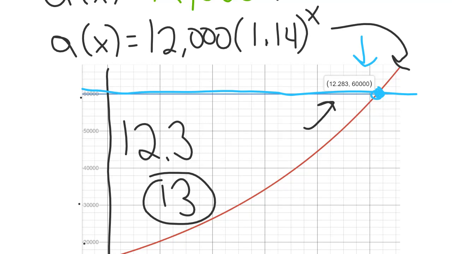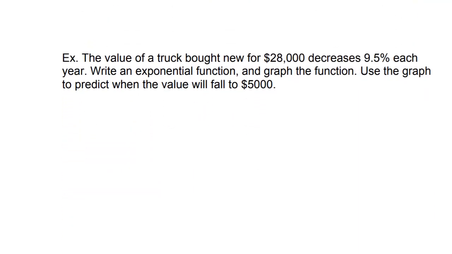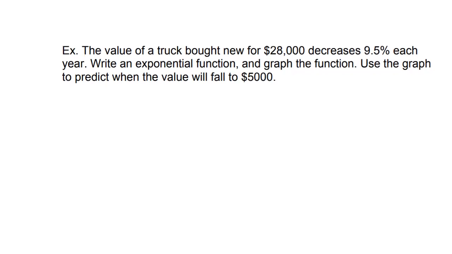One more example we'll look at. So we're talking about the value of a truck. If we bought a new truck for $28,000 and it's decreasing by 9.5% each year, our exponential function obviously here is going to be decay. So we're going to come up with the function, and then we'll look at the graph to find out when that truck is worth $5,000.